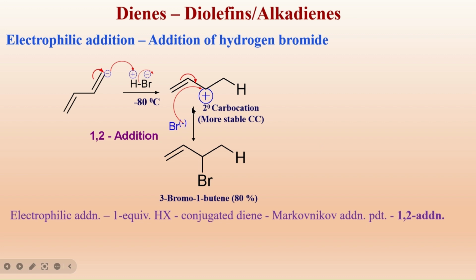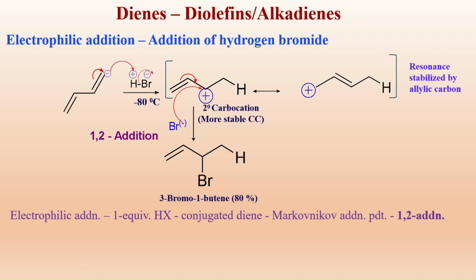There is another possibility. The pi electrons adjacent to this carbocation can also move to satisfy this positive center. Then it gives rise to a primary carbocation which is less stable. This is attributed to the resonance stabilization. Why is the less stable carbocation formed? Because of resonance effect from the allylic carbon. I'll get an allylic carbocation.